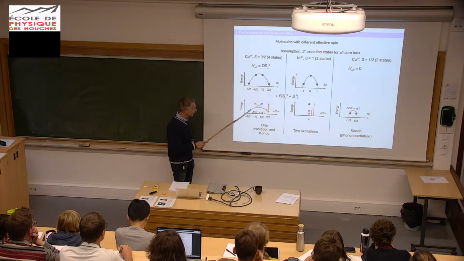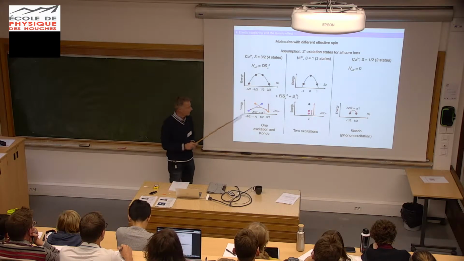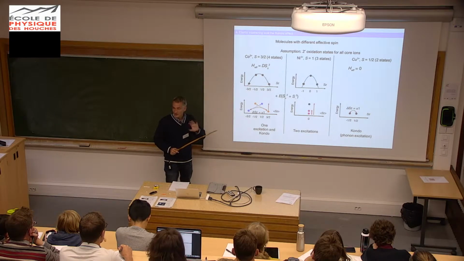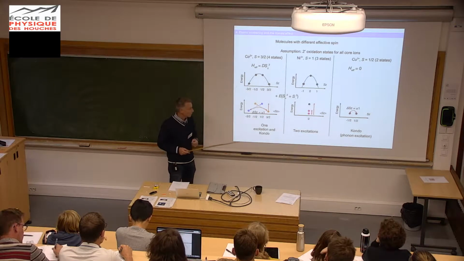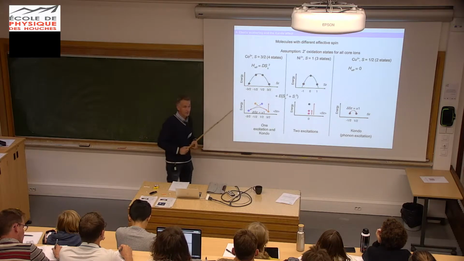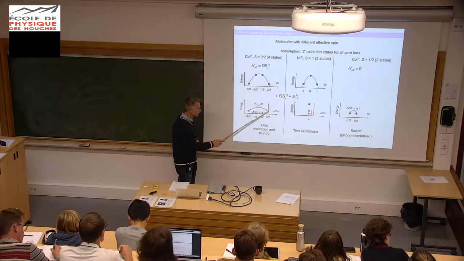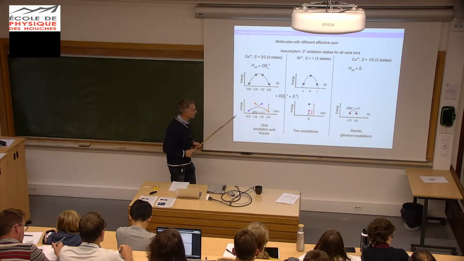So I have zero energy transitions if there's no magnetic field. And then we have this rapid flipping in the simple picture, or in a more complicated picture, we will get a many-body state, and the Kondo singlet is at the Fermi energy.